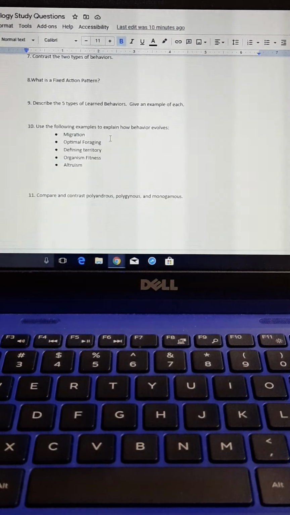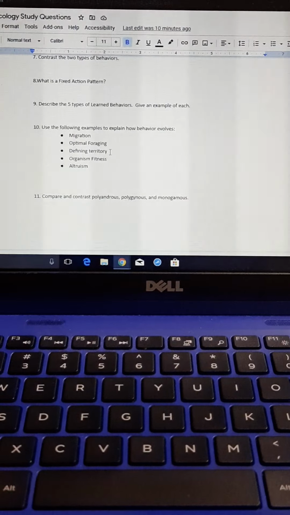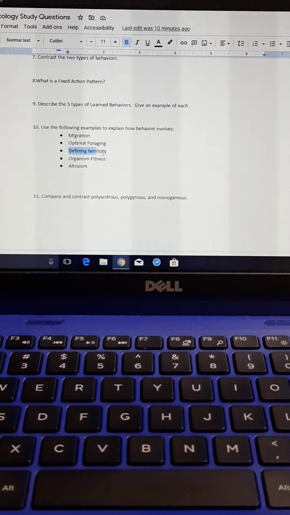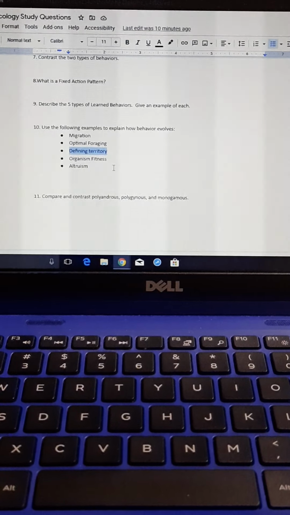It could also be the defensive territory as well. Defining territory. Didn't really go after this one. This one might be one that you guys would like to look up more information on.